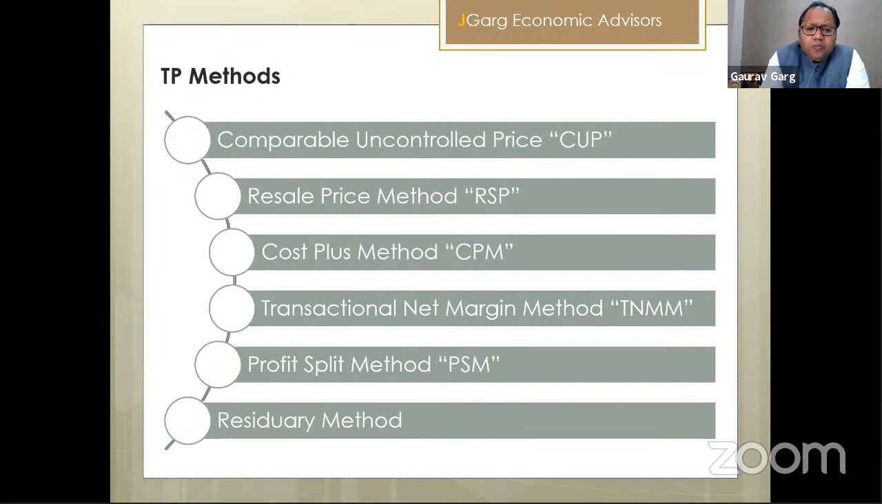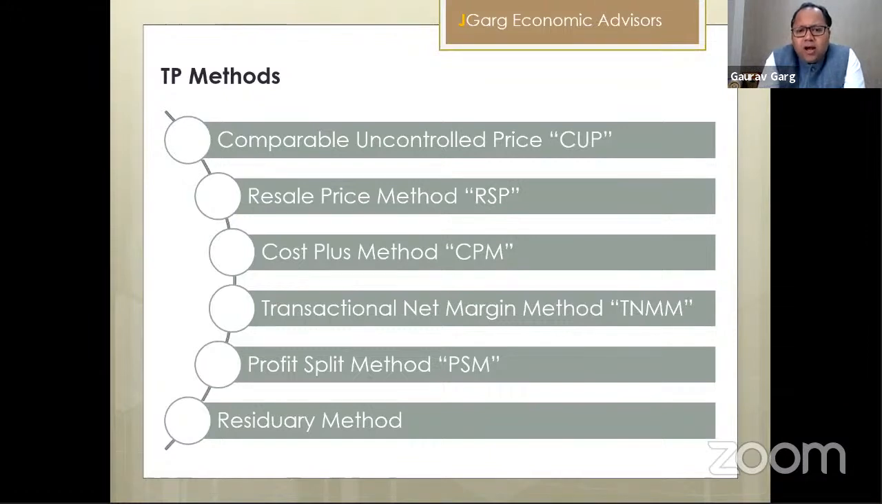So what we do, we go to TNMM. Instead of benchmarking the gross profit as in the resale price method or cost plus method, we use the transactional net margin method and benchmark the net profit. It is said that TNMM is more flexible towards differences in functions, whereas in resale price and cost plus method, the functional comparability is high.